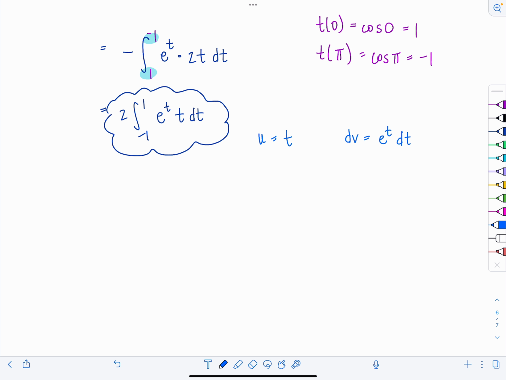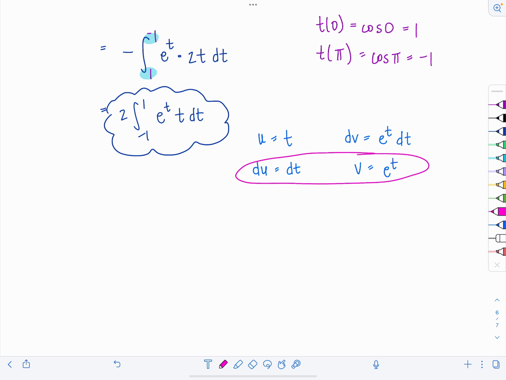If you try it the other way around, it's just going to make the integral worse. If u was e to the t, du would be e to the t dt. But if dv was t, then you'd have like a 1/2 t squared here, and then that's no good. Okay, plus LIPET. Just think of that. Okay, du is going to be 1 dt. And what would v be? Yes, just e to the t.